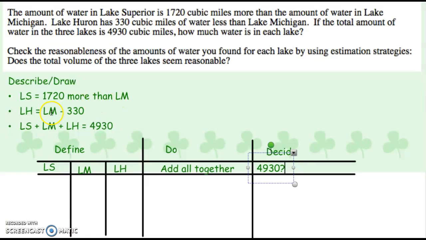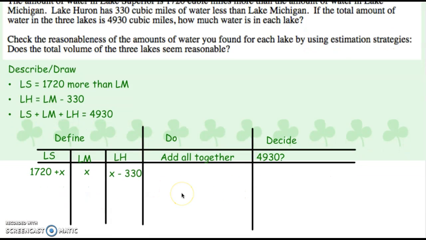And since I need to know Lake Michigan before each of those, I'm going to label Lake Michigan X because I'm going to guess that one first, and then I can find the others. So X in relation to Lake Superior would be 1,720 plus X for Lake Superior, and Lake Huron is X minus 330, with Lake Michigan being X. So then I'd add all of them together, and then I need to decide.